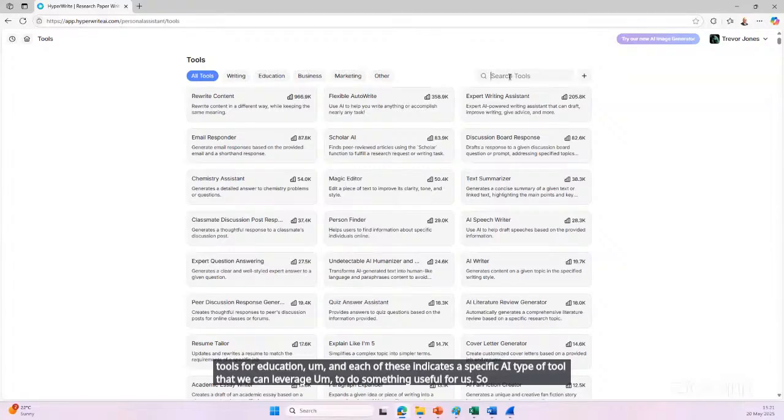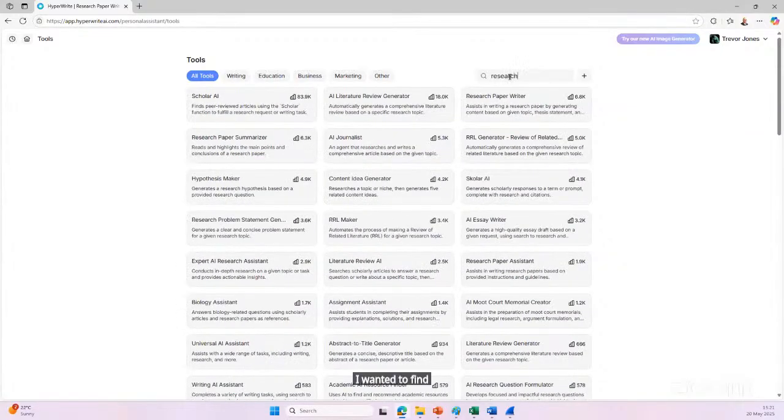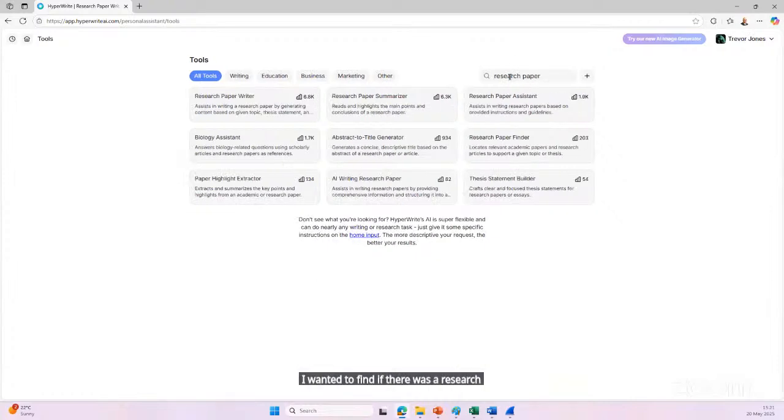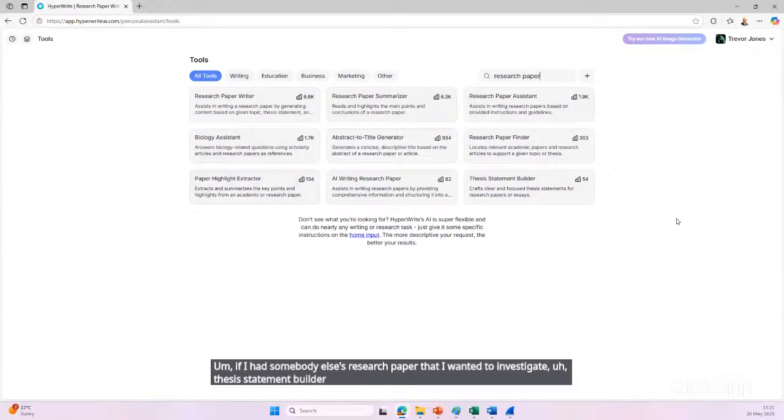So the one that I wanted is, I wanted to find if there was a research paper tool. So simply by entering research paper, I have a research paper writer, I have a summarizer, if I had somebody else's research paper that I wanted to investigate, and a thesis statement builder. So you can see there are quite a number of tools.